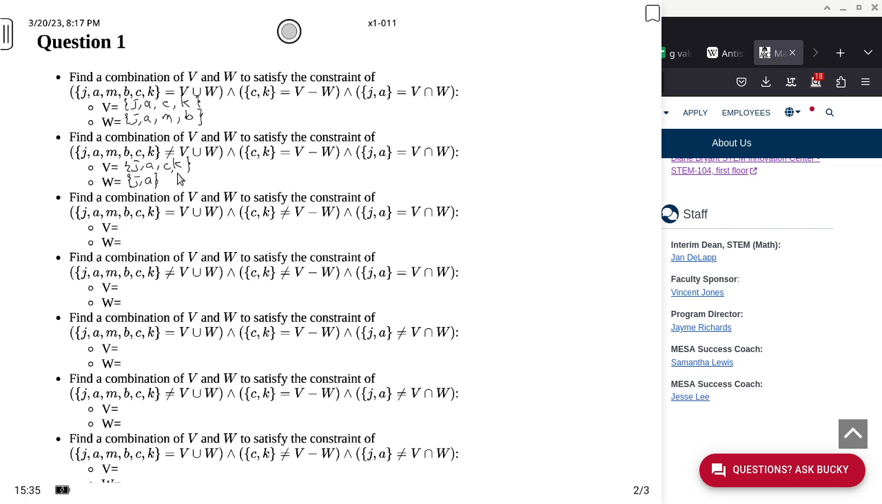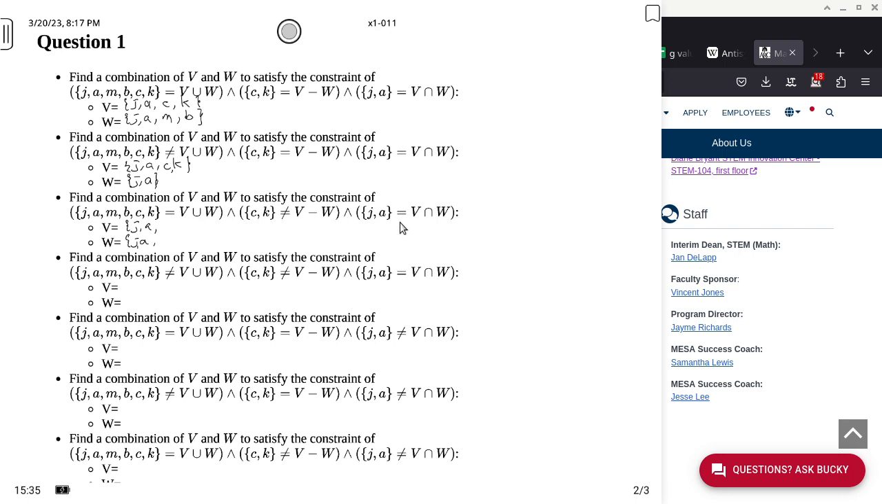The next one has a not equal to when it comes to C and K, which means the intersection can be anything other than C and K. Can it be the empty set? Well, yes, because the empty set is not the same as the set C, K, meeting that requirement. So the only real requirement here is J, A should be found in both. So we have J, A in both. And the intersection cannot be C, K.